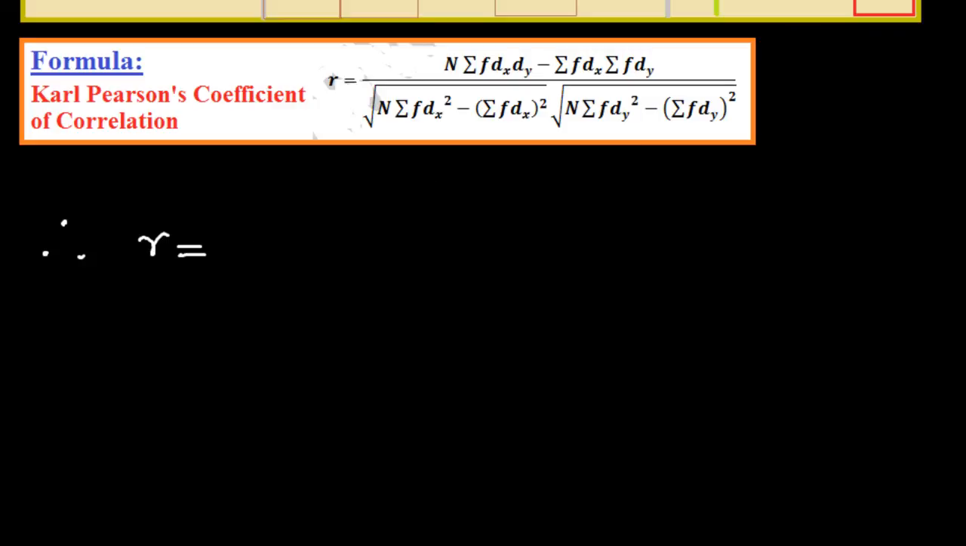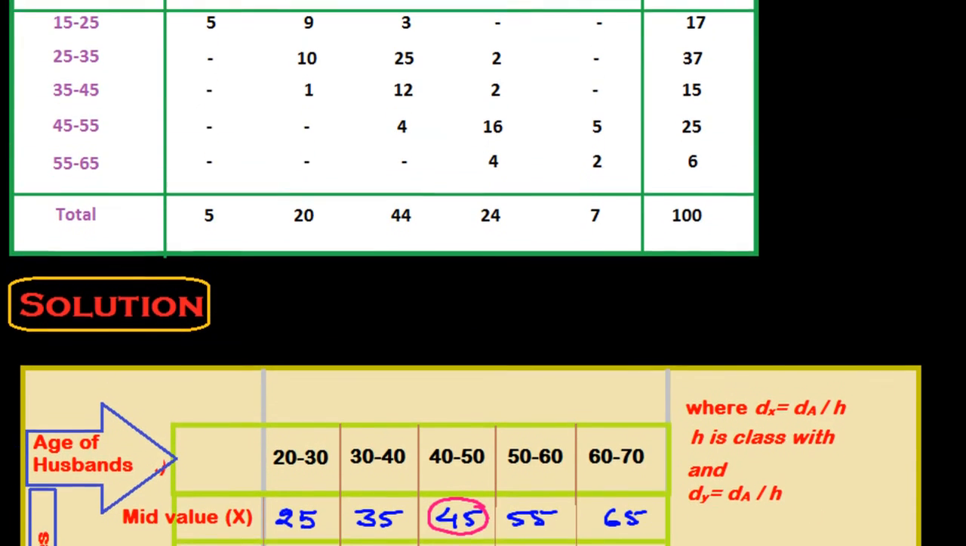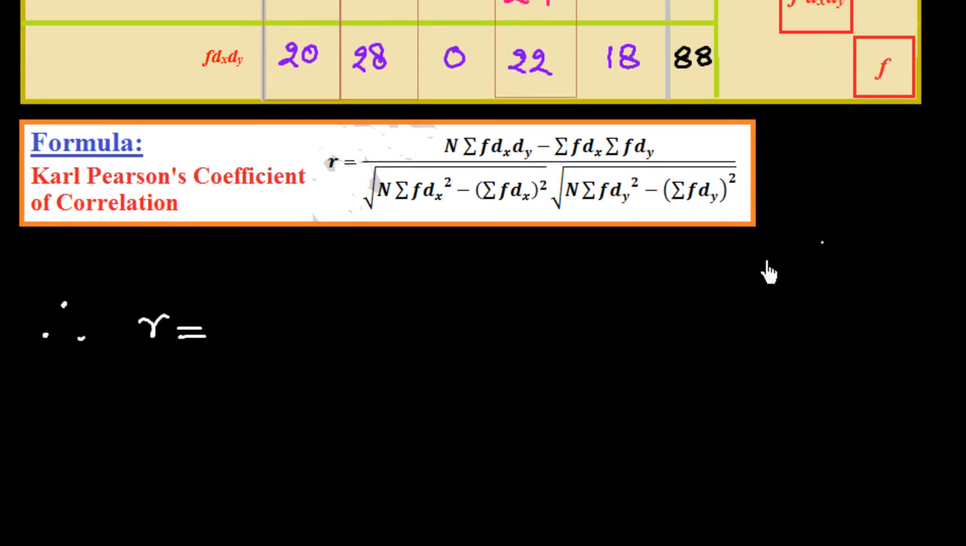N is the total number of frequency we have got. Total number of frequency, n is 100. We know that this is our n. N is 100 we have. So we have to write down 100 instead of n, into summation of f dx dy. Summation of f dx dy is 88. So we have to write down here 88.